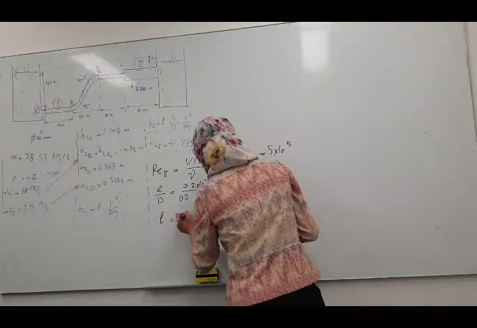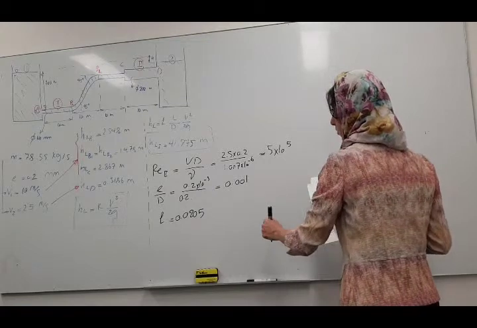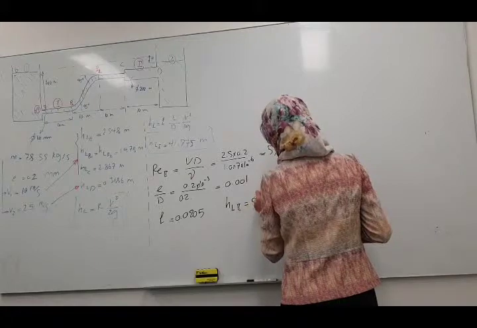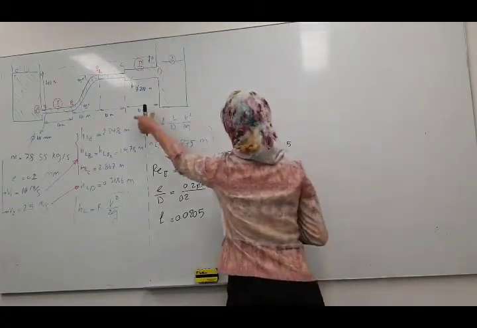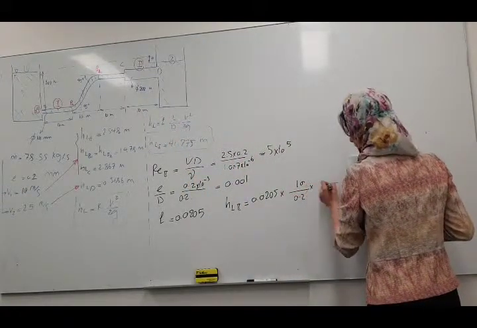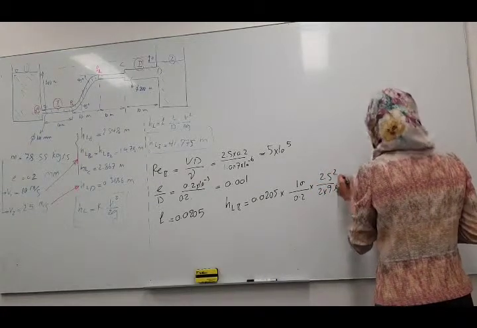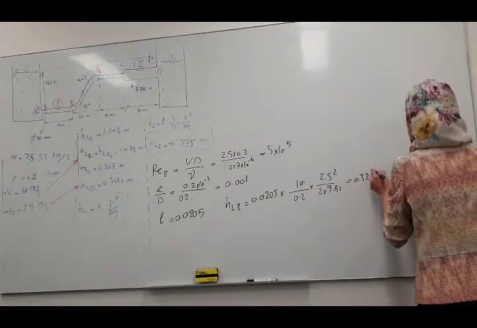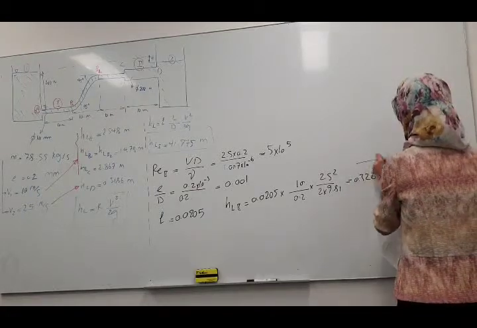Using these both parameters, we can find the F value from the chart. The F value will be about 0.0205, and now we can put all of them here and find the HL2. So if I just replace them, the length is 10 meters, divided by the diameter, 0.2, times 2.5 squared divided by 2 times 9.81, and the final value will be about 0.32652 meters. So that's the head loss for the second pipe.